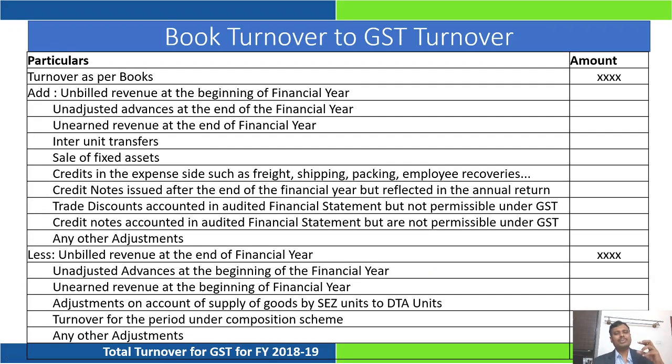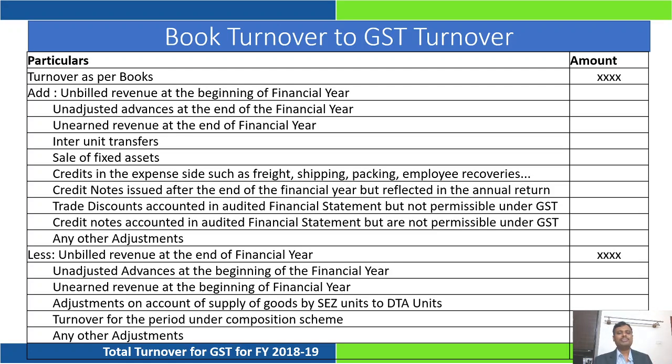Friends, you know there would be a timing difference between the recognition of revenue in the books of accounts and the revenue for the purpose of GST, because sections 12 and 13 of the GST Act talk about time of supply. So that is very important. The time of supply for GST would be different from the revenue in the books of accounts.